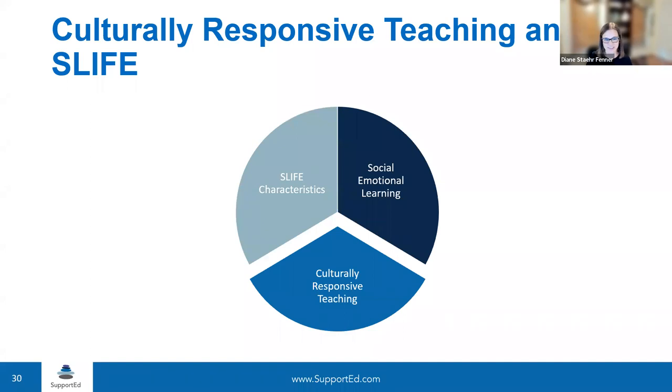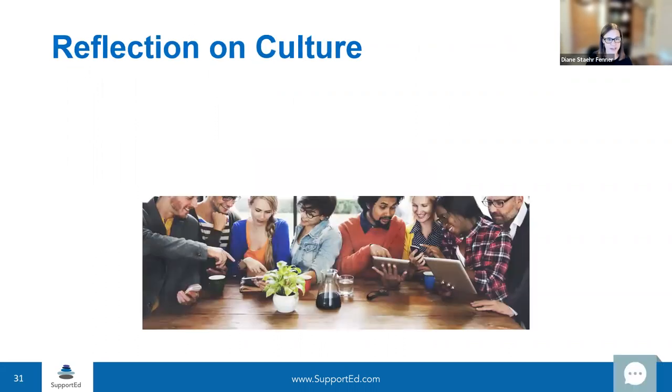So this is our next piece in our little puzzle to talk a little bit about how culturally responsive teaching fits in. We will begin by focusing on how we define culture. Maybe in the chat, we can start by just sharing a couple of words or a phrase. How would you define culture? There are lots of definitions, right?